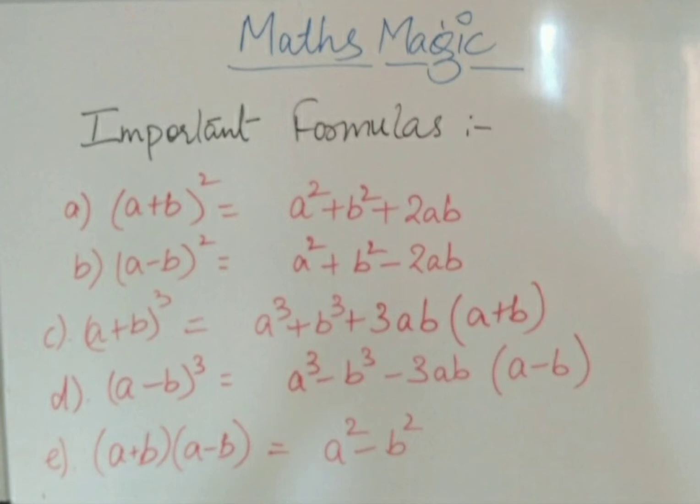Notice that all the signs over here are plus. And in the next one, a minus b whole cube, we have a cube minus b cube minus 3ab into a minus b. That means all the signs are minus, negative signs. Then the last one we have a plus b into a minus b, which equals a square minus b square, or vice versa. If it is asked a square minus b square, it opens into a plus b into a minus b. These are very important formulas. These will be used for deriving anything in your further classes also, so you should learn them properly.